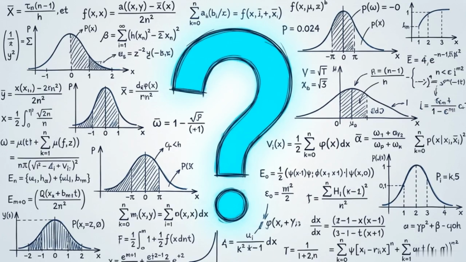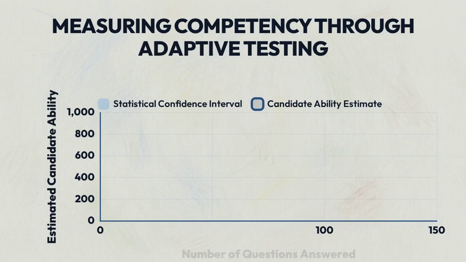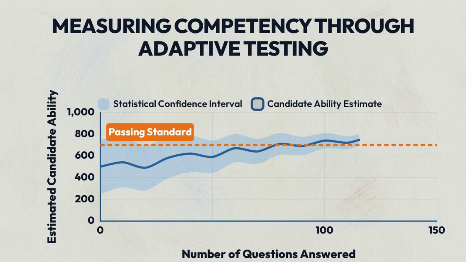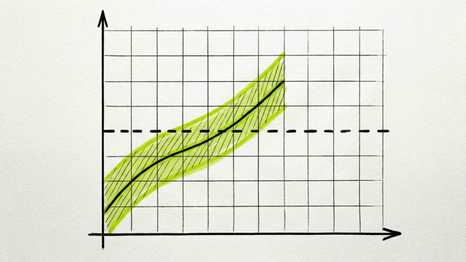The algorithm is continuously asking a single mathematical question. What is the statistical probability this candidate exceeds the passing standard? Look at this Cartesian graph. It plots your estimated candidate ability on the y-axis against the number of questions you answer on the x-axis, all measured against this fixed passing standard threshold. The shaded band surrounding your score tracking line is the confidence interval. This represents the area of statistical variance in the engine's estimate of your ability. Each answered question acts as a sequential data point. As you provide more data, you force the confidence interval to become mathematically narrower.